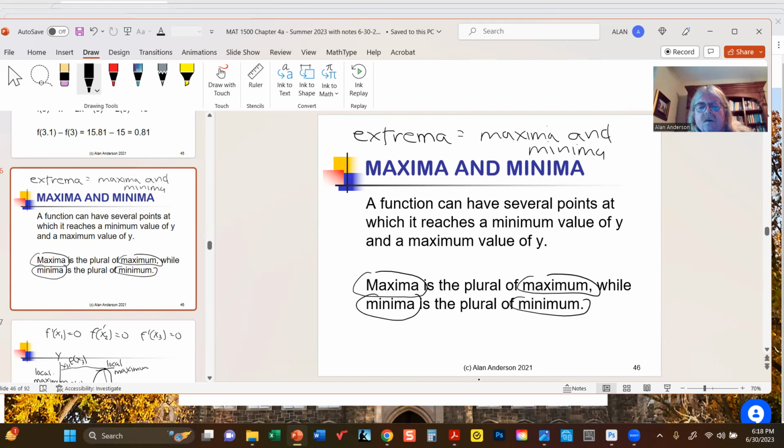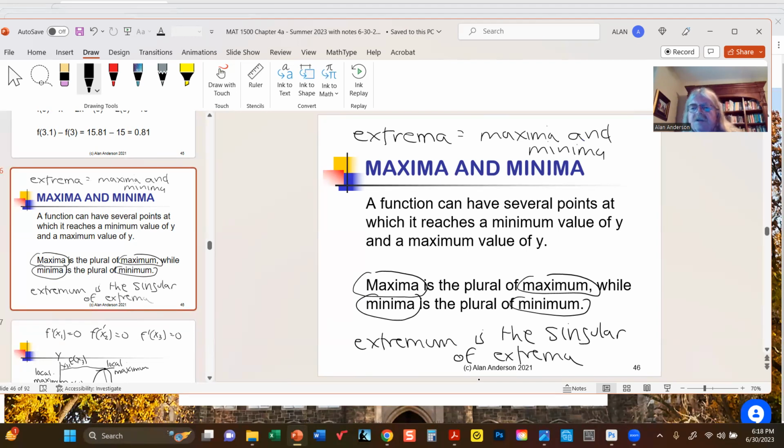Okay, and so extremum is the singular of extrema. So in other words, if a problem says to you, find the extrema for this function, what they mean is find out if there are any maximum or minimum points. There may not be any, there don't have to be. But if they do exist, we'd like to know what they are.